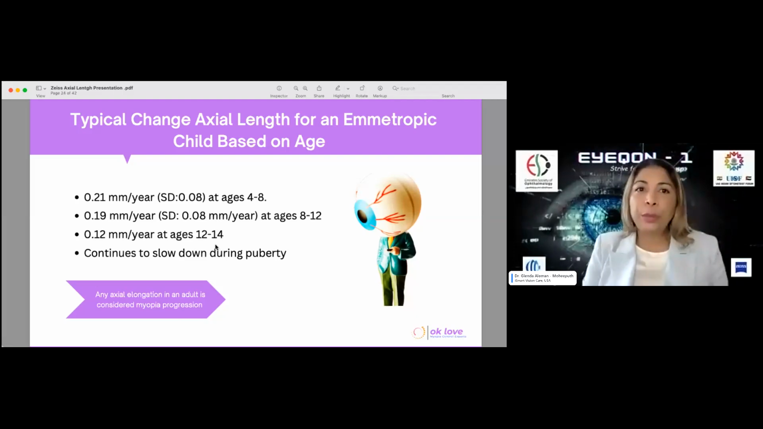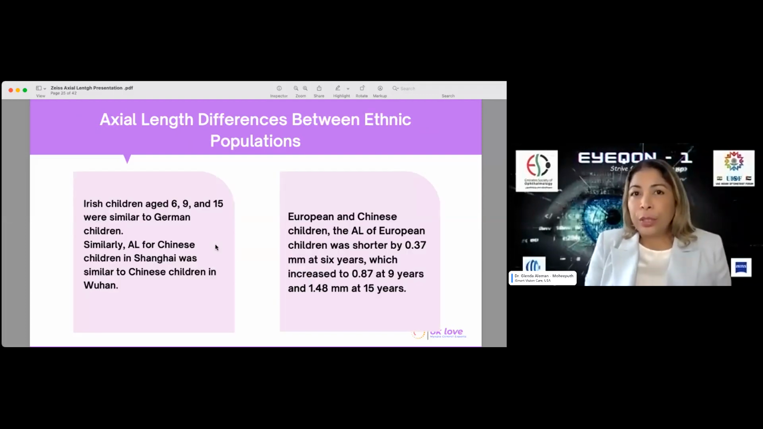The main point to remember is that younger children are going to have a longer eyeball, it's going to be growing faster, and it's going to slow down once the kid reaches their ages between 12 to 15 years old. We also know that after 15 years old, most kids stabilize and their axial elongation doesn't continue to grow. We also know that any progression in an adult would be considered myopic progression, because in an adult the eyeball should not be growing anymore. This is to illustrate to you the difference in ethnicities.